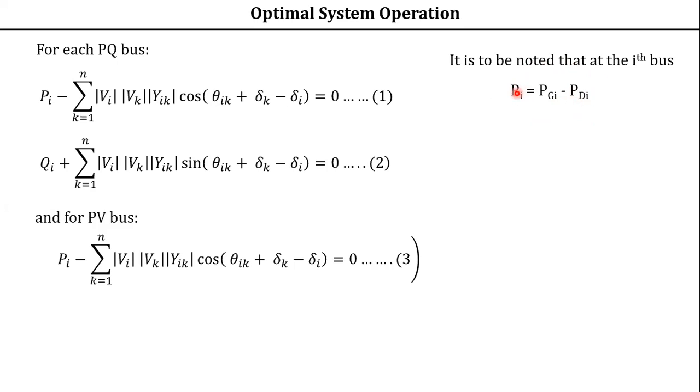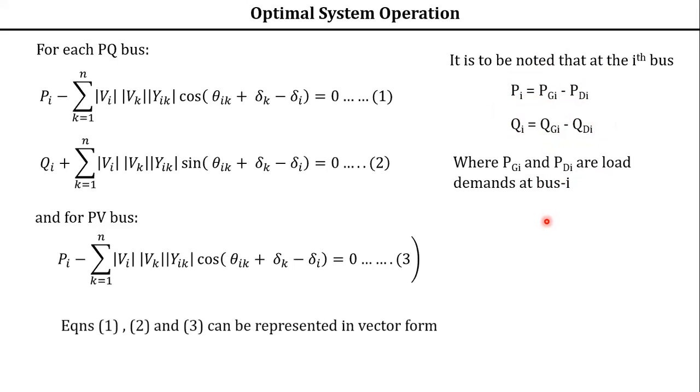As I said, optimal power flow means we have to take care of both real and reactive power. Then the reactive power injected at bus i is QGi minus QDi. Hope you understood. So at the ith bus, the real power injected and the reactive power injected are generation minus load at that particular bus. Suppose you take the real power injected at bus 2, P2, this becomes PG2 minus PD2. Clear? PGi and PDi are the generation and load demand at the ith bus.